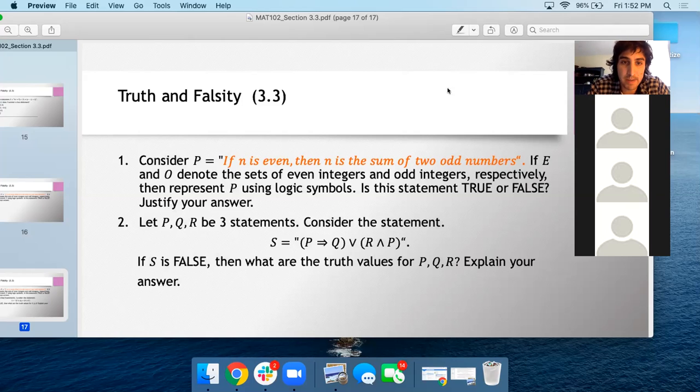Anyway, we only have 8 minutes, so I would like to finish 3.3 if possible. So here, can you guys see my screen still?